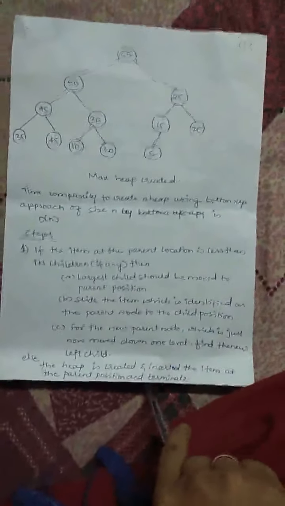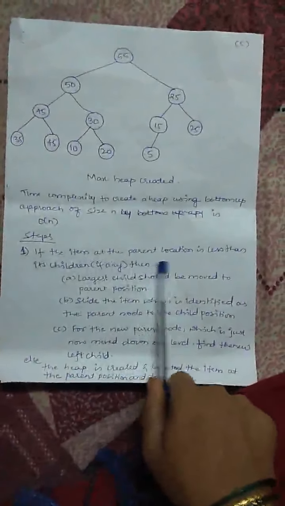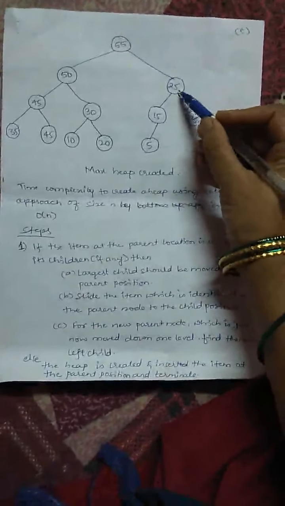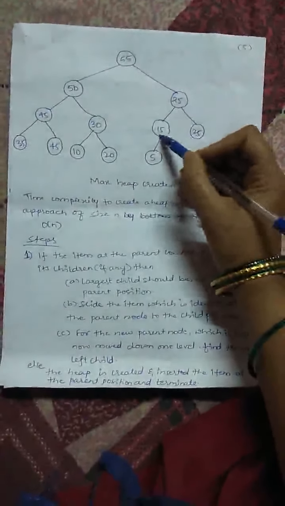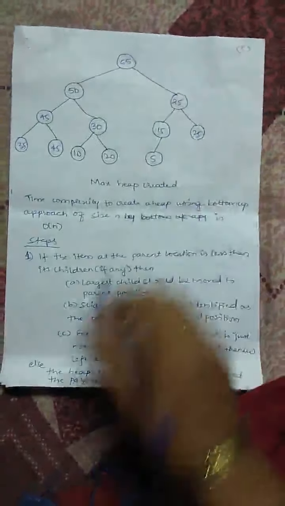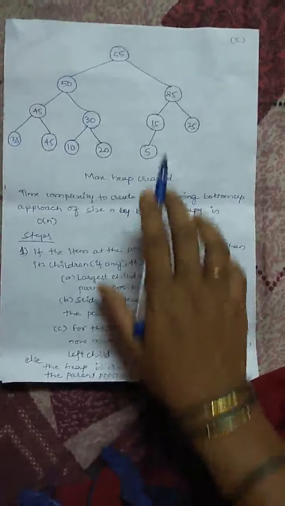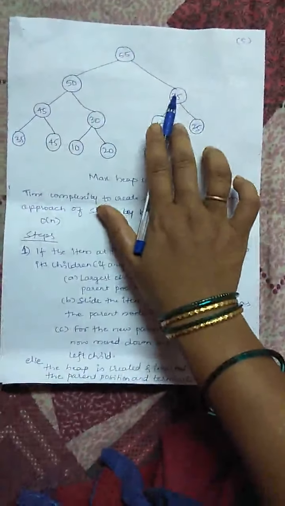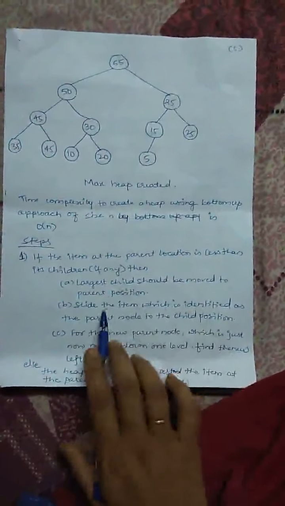Okay, whatever I have explained now, that is in the form of steps here. So let us go through it once. If the item at the parent location is less than its children node, what we have to do? Largest child should be moved to the parent position. See, we were comparing the values of the children, then whoever is bigger, we were swapping it with the parent position. That is what they have given here. Largest child should be moved to the parent position.